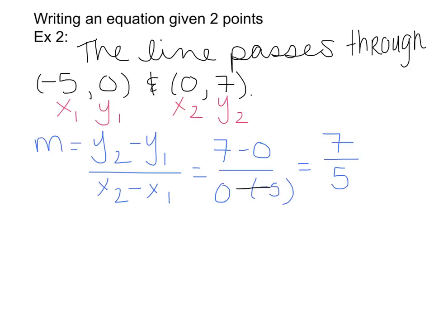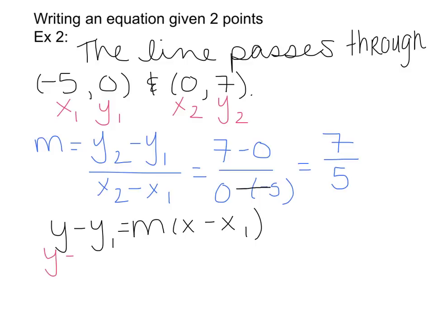So now I'm going to write my equation in my point-slope form, so y minus y1 equals m times x minus x1. And it does not matter which point that you use. You can use the x1 and the y1, or you can use the x2 and the y2. They will look like different equations, but they are talking about the exact same line. So I'm going to start with my x1 and my y1. I'm going to show you both of them.